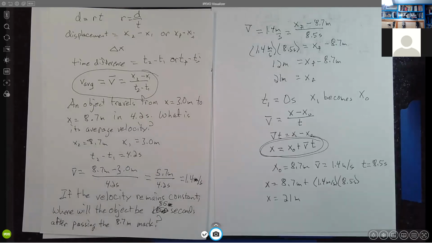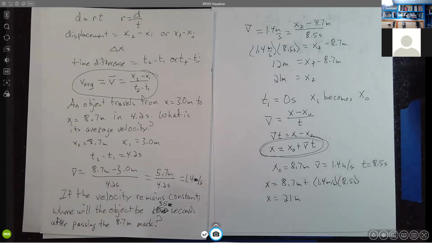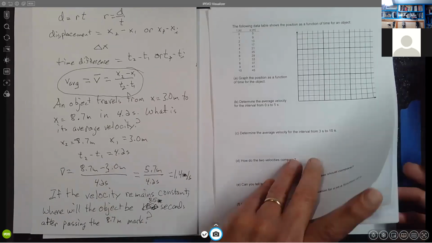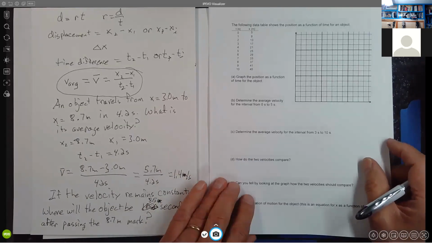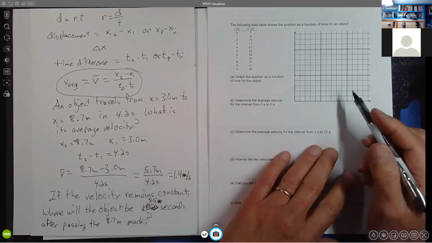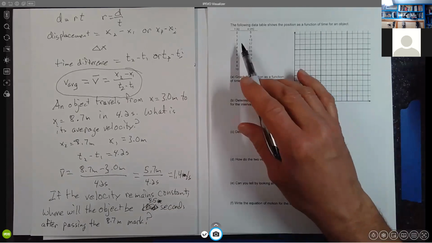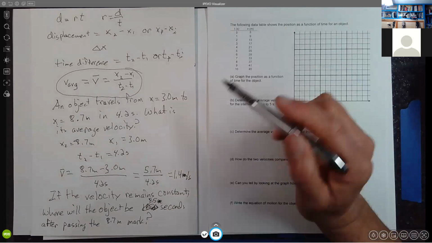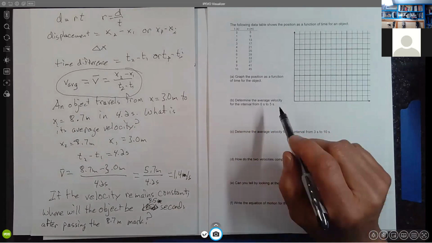Okay, I want to dive into this other thing here. This is the worksheet that I have for today. And I'm just going to plow through here. You may try printing this off and redoing what I'm doing here later, but the following data table shows the position as a function of time for an object. So x would be the position, t is the function of time. And I have you graph the position as a function of time for the object.